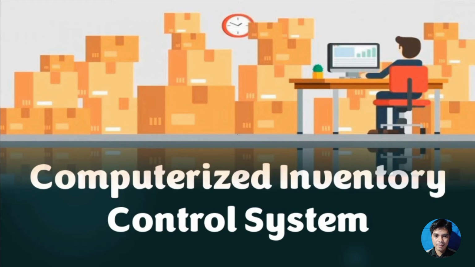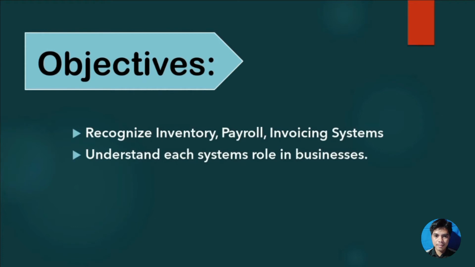Computerized inventory control system. Before we proceed to the discussion of the topic, let's first proceed to the objective of the report. The objectives of the report are to recognize inventory, payroll, and invoicing systems. Second is to understand each system's role in the businesses. So to understand more about the topic, let's first reflect on it by definition.